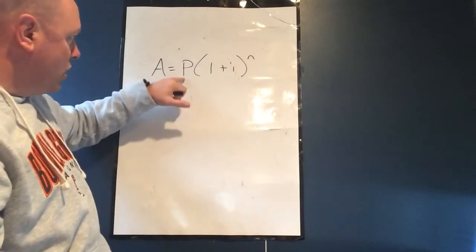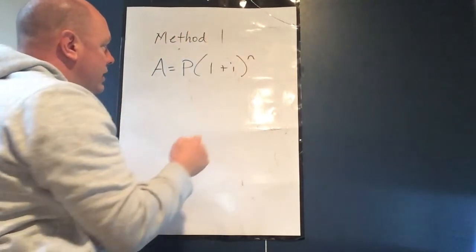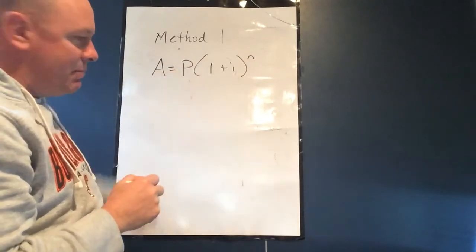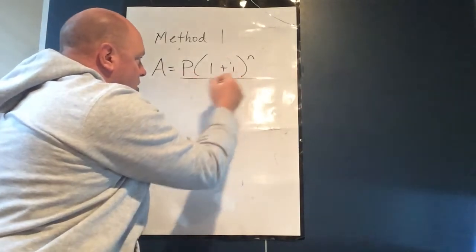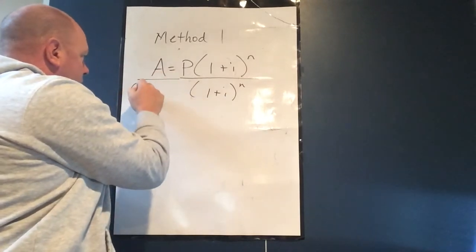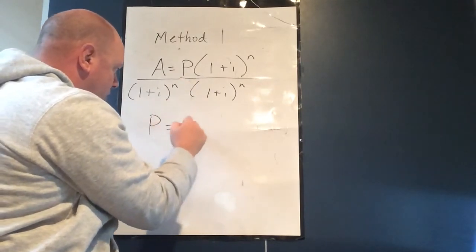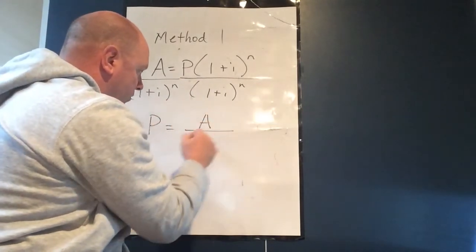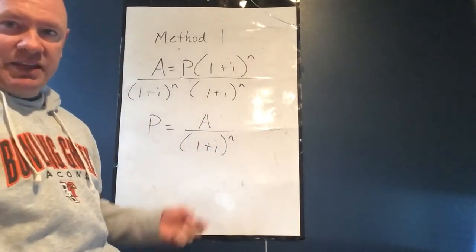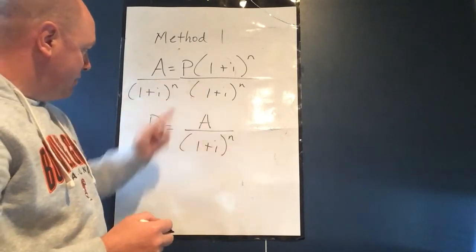So this is going to be our method 1. Method 1 is isolating that variable. To get P by itself, I can simply divide by 1 plus i to the exponent n and do the exact same thing to the other side, which allows me to see that P equals A on the top all over 1 plus i to the exponent n. So there's my first method of rearranging to get P by itself.